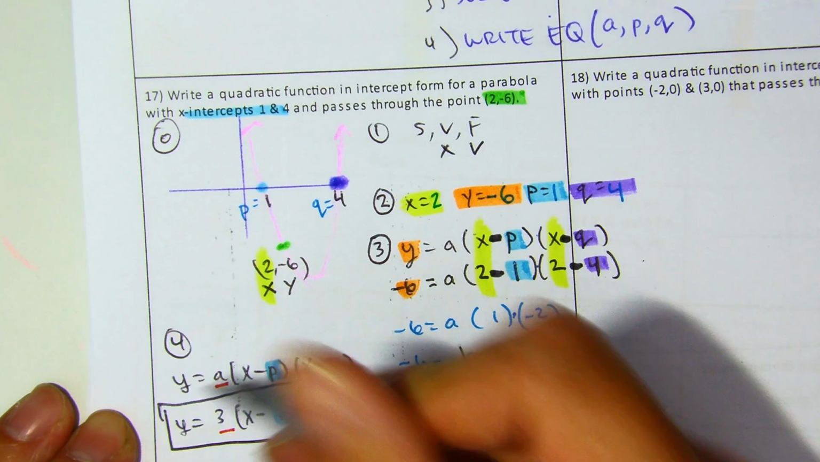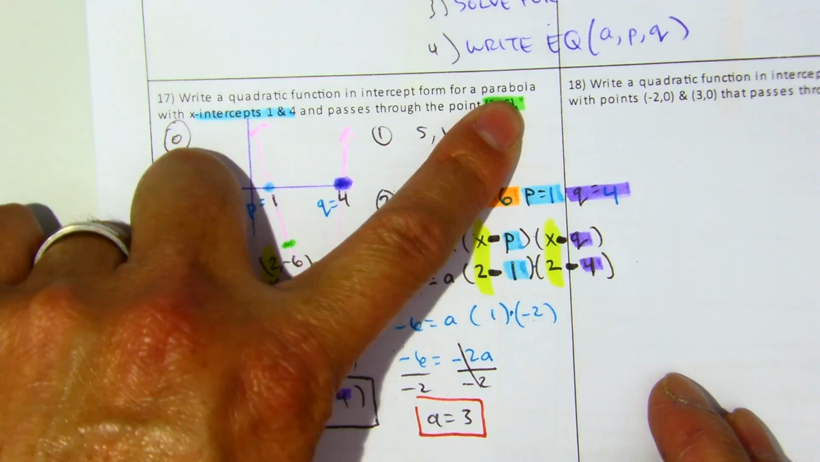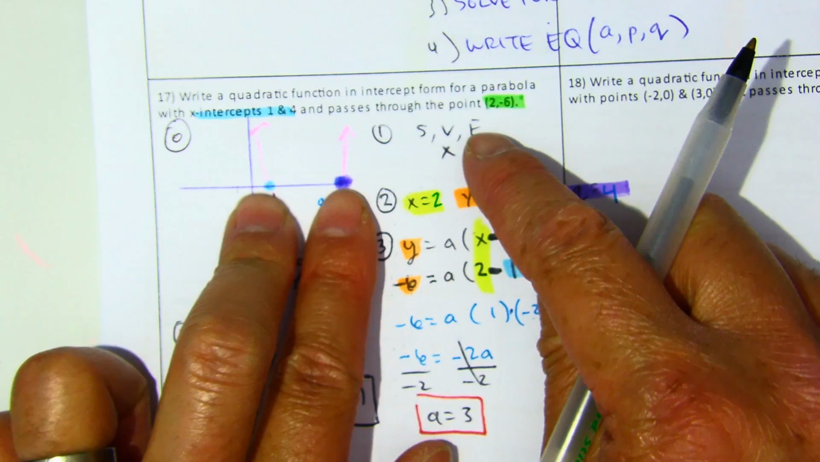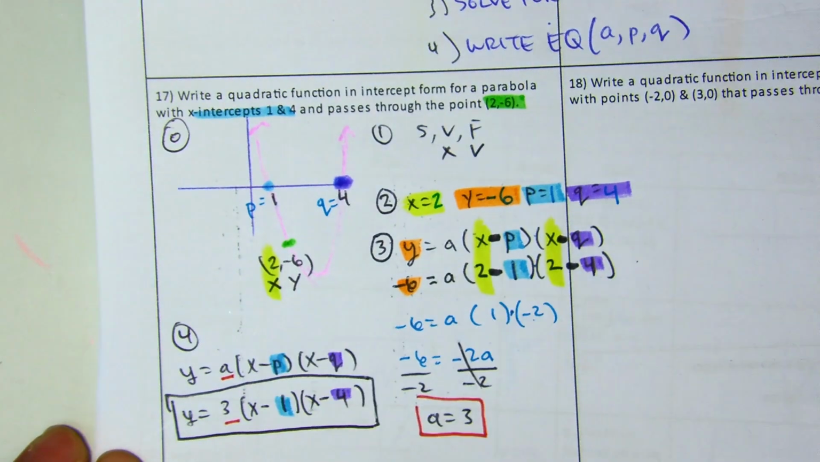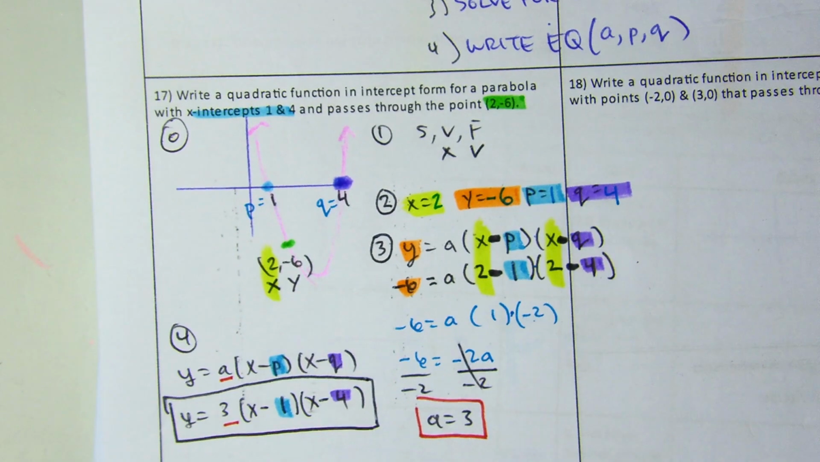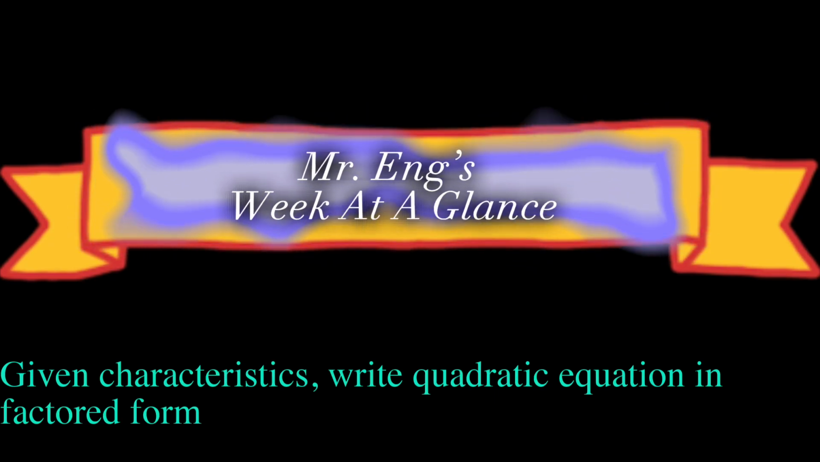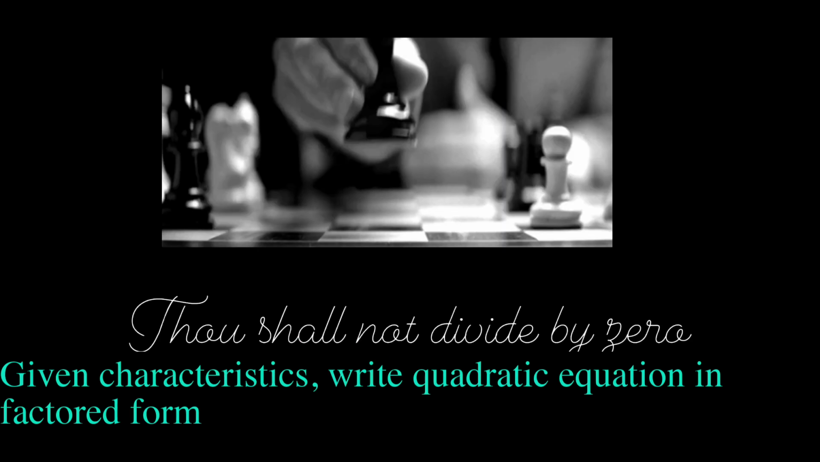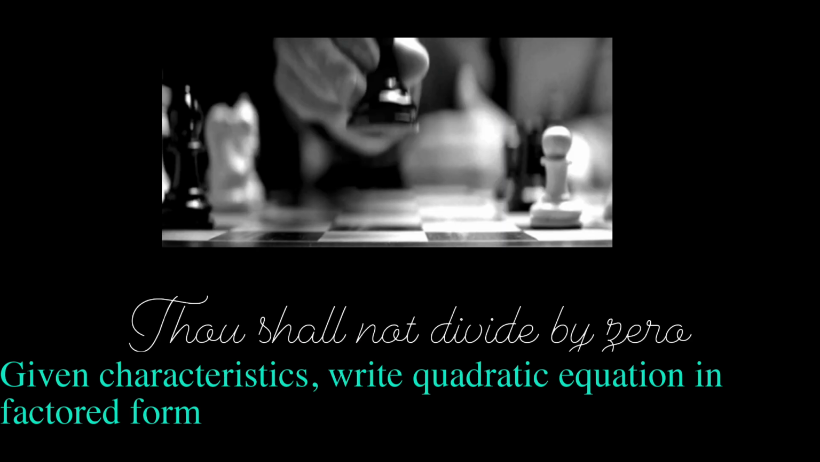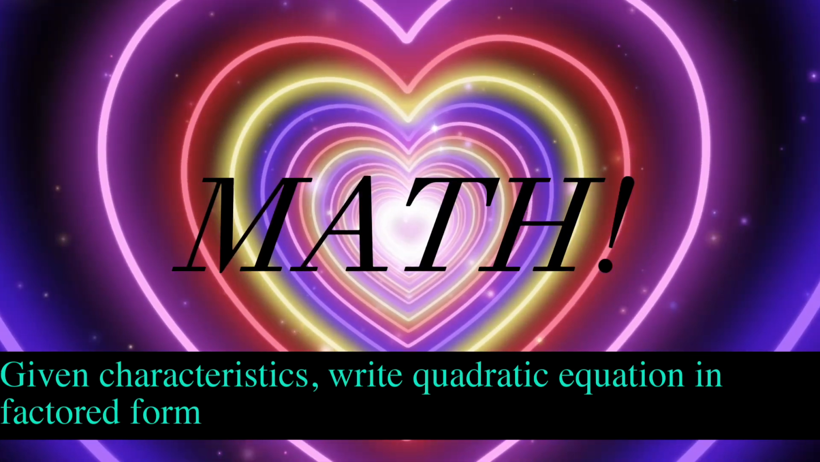So given the intercepts and a point, I figured out factored form because of those 2 dots. Identify your letters, solve for A, and then you write your equation. Thou shalt not divide by 0. I love math.